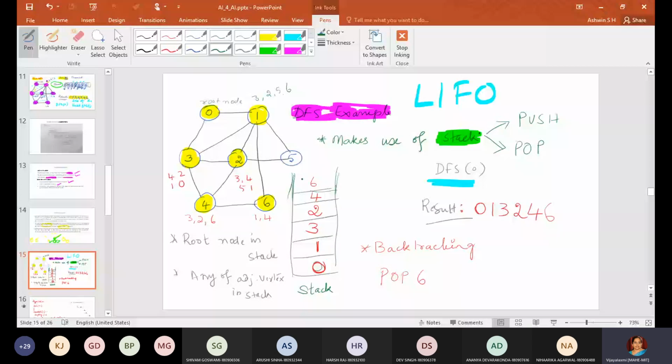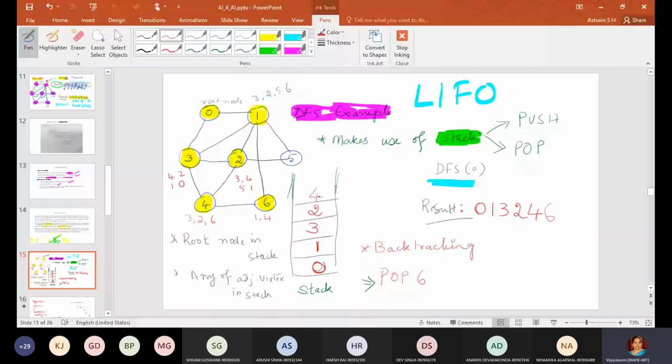Last in was 6. Now that has to be popped out. Okay, pop 6. When I pop 6, I'll just use this eraser to pop it out. Here there was 4. Okay, I have popped out 6. Now you have 4 here.